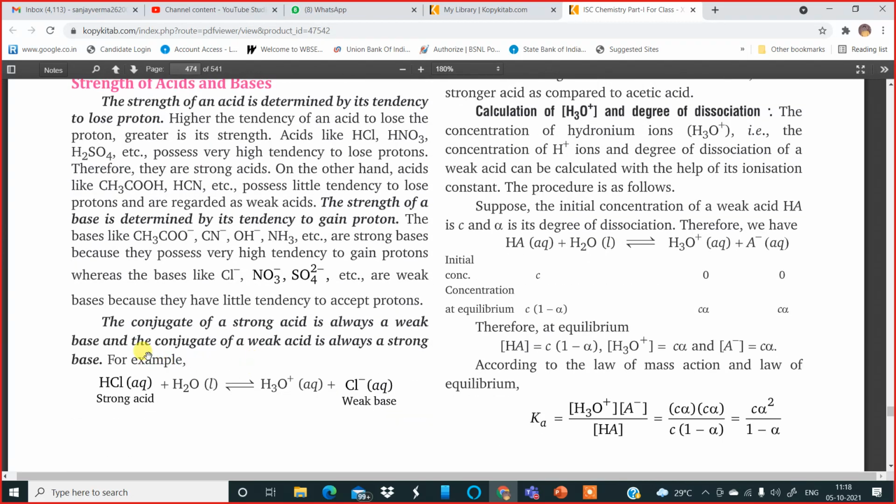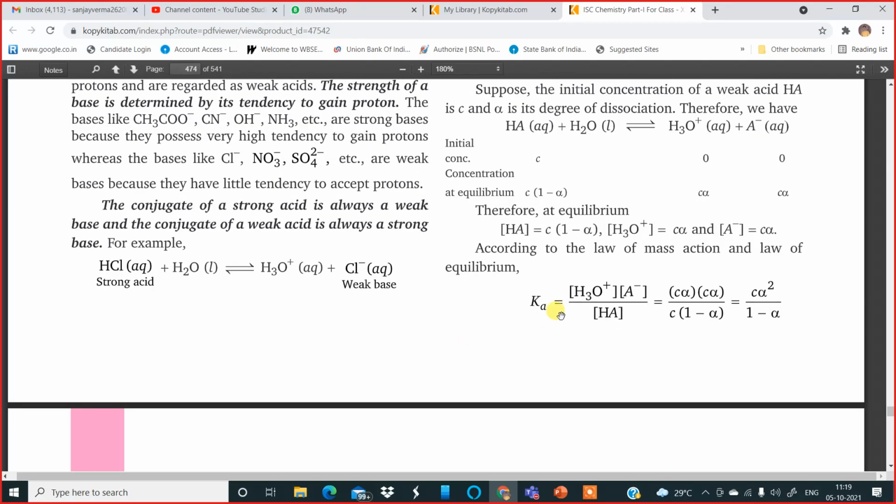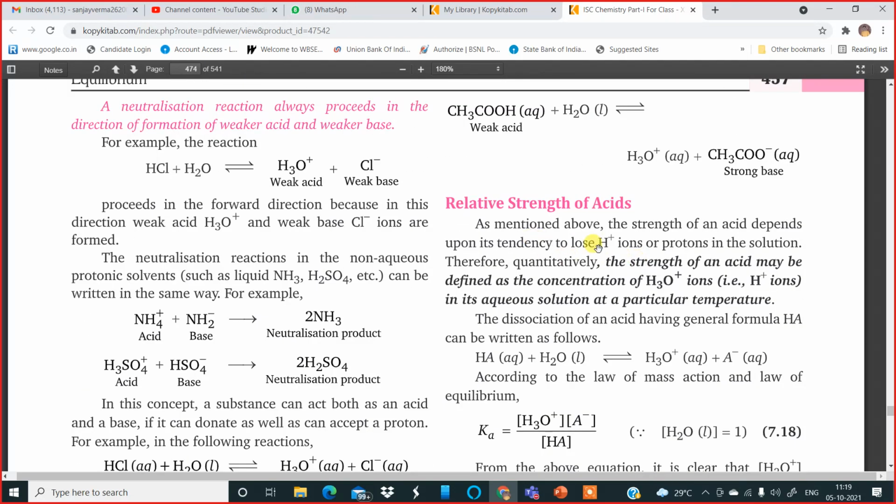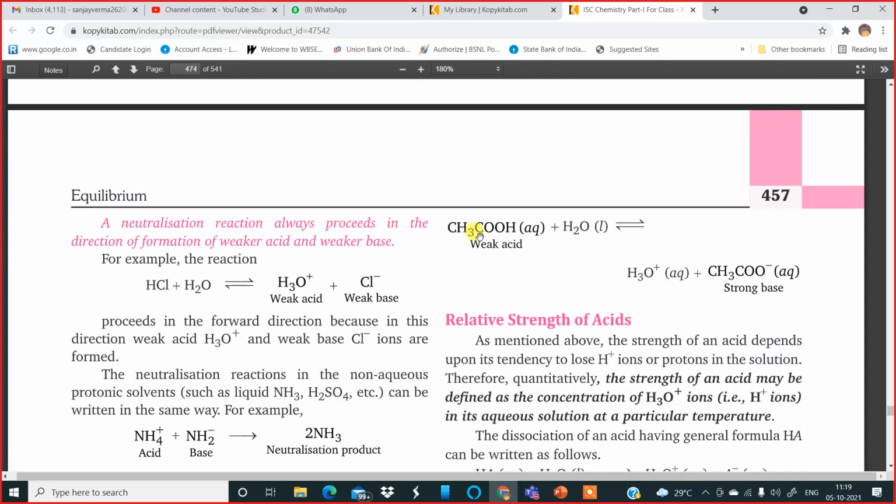On this basis, the conjugate of a strong acid is always a weak base. A very important sentence. Underline that. The conjugate of a strong acid, a strong acid's conjugate, is a weak base. And the conjugate of a weak acid is a strong base. It applies in a similar way for bases also. So based on this, when a weak acid is there, the conjugate base which is formed is strong. You can talk about that.